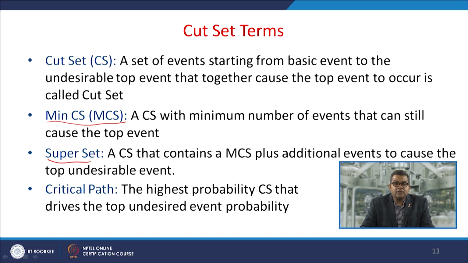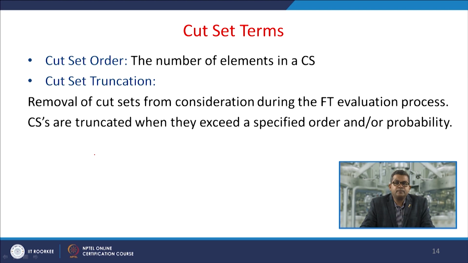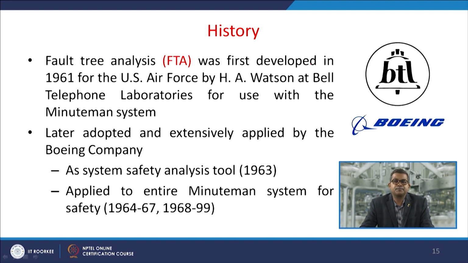The critical path is the highest probability cut set that drives the top undesirable event probability. Another term is the cut set order, the number of elements in a cut set. Cut set truncation is the removal of cut sets from consideration during the fault tree evaluation process. These cut sets are truncated when they exceed a specified order or probability.